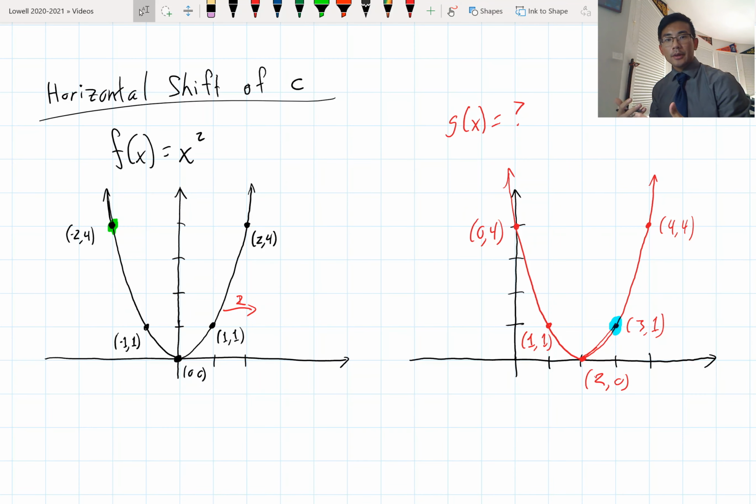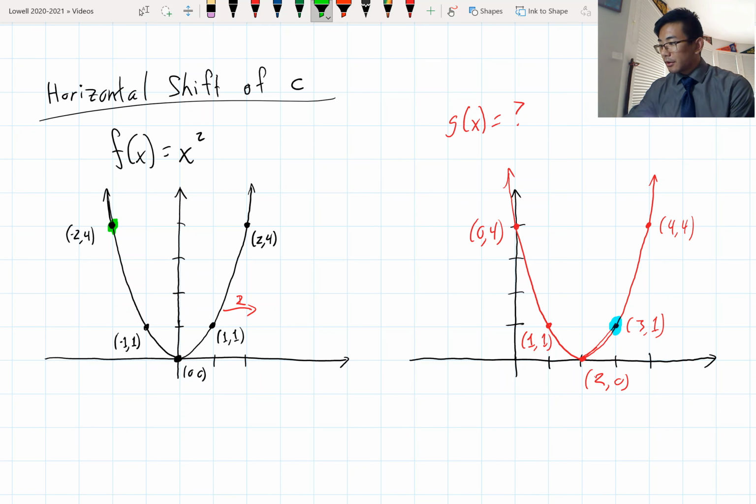So now that we've talked about vertical shifts, let's talk about horizontal shifts. And in this example, we're still going to stick with the same parent function, x squared. And so what I want to do in this case is take that same parabola and push it over to the right 2 units. And so here that transformed graph is my red graph right here.